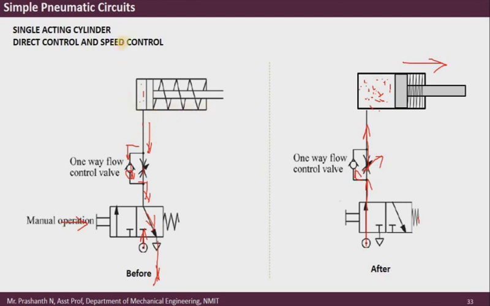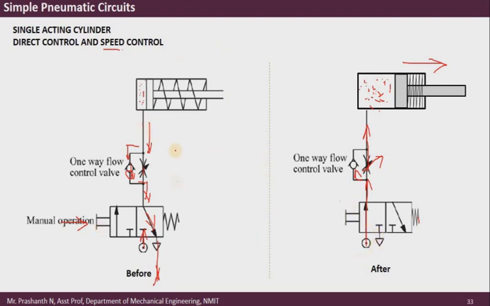So here I can control the speed. Here we are also controlling the speed. How to control the speed? The speed can be controlled by controlling the cross-section area, right? If I can control the area of the throttle valve, this in turn controls the amount of air being fed to the cylinder, and as a result I can easily control the forward stroke of the single acting cylinder. So this is how a directly actuated single acting cylinder works, and here we are also controlling the speed of the cylinder.